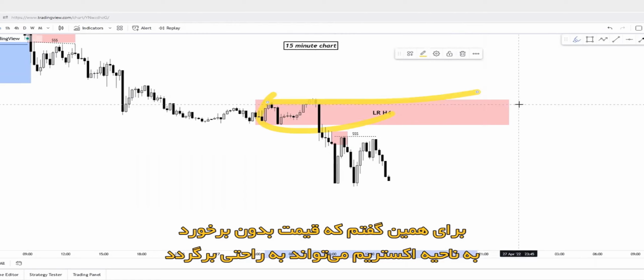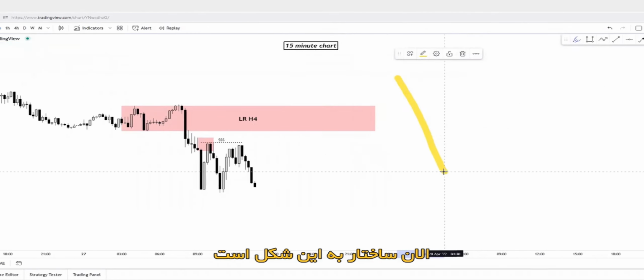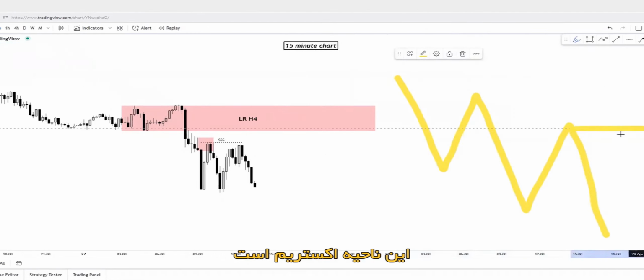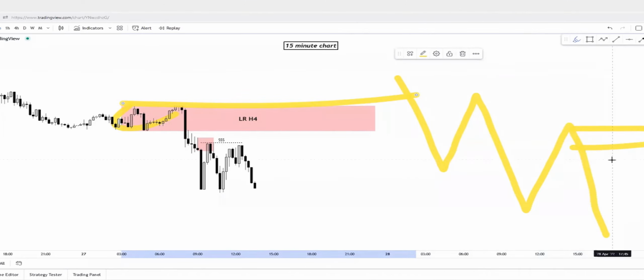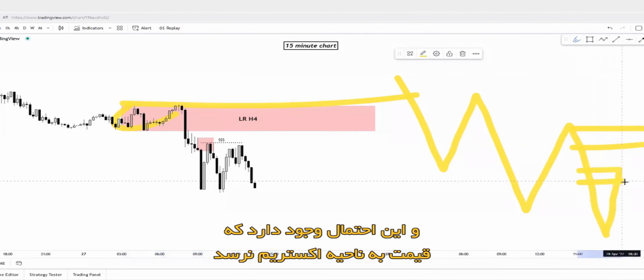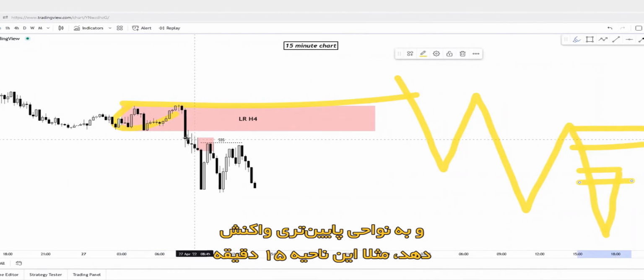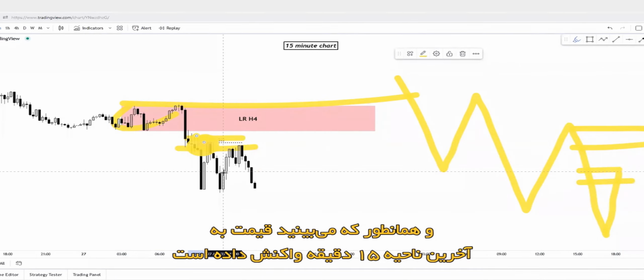So this is the extreme zone. As you can see, this is how the structure looks like. This is the structure, right? This is the extreme zone, and this is the extreme zone. And there's a chance that price won't even come up to this extreme zone and react on some deeper area. For example, this less recent 15-minute zone, and price reacts on this 15-minute zone, as you can see.